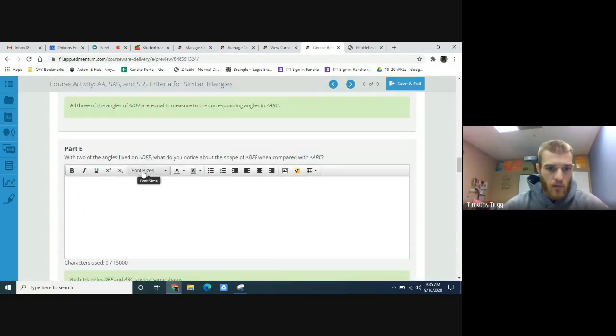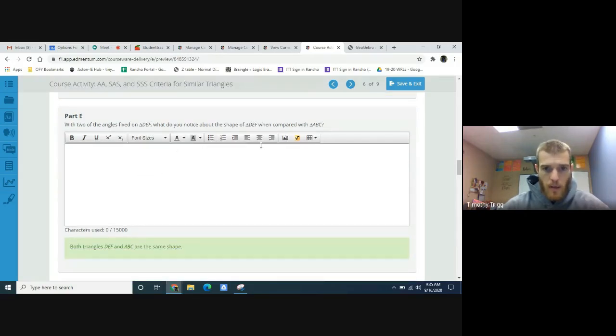Okay, with two of the angles fixed on triangle DEF, what do you notice about the shape of DEF compared to triangle ABC? These two triangles are the exact same shape, but they are different sizes. In other words, the two triangles are similar.